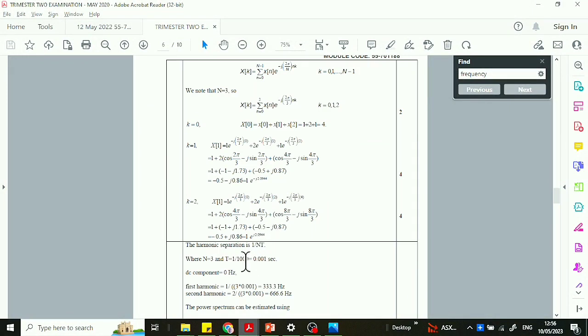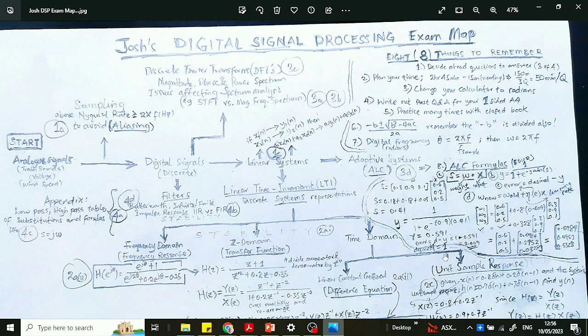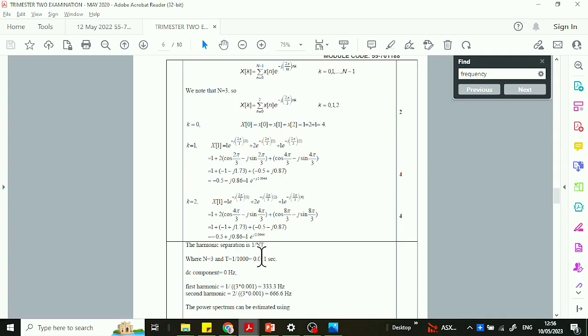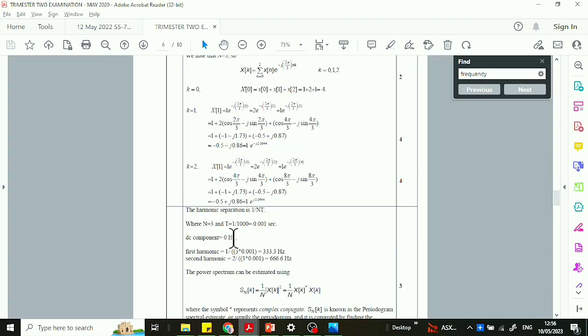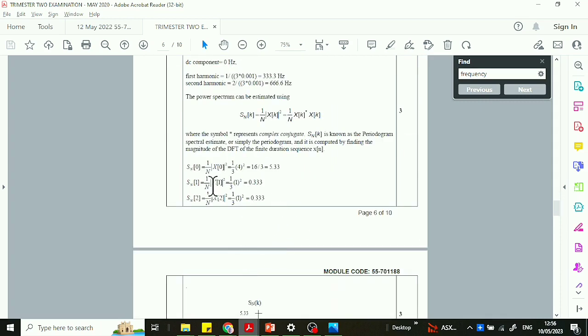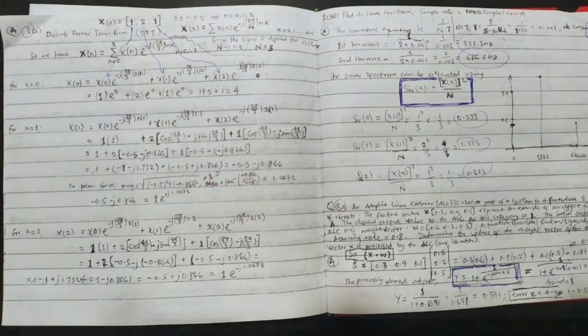I think it's fine. Then this is just a simple formula which you may need to remember: harmonic separation is equal to 1 over NT. That's probably another formula you should add, maybe your number 9 thing you need to remember. Okay, so that's that. Components is 0. Now I think there's a little mistake here, which is, let's see.